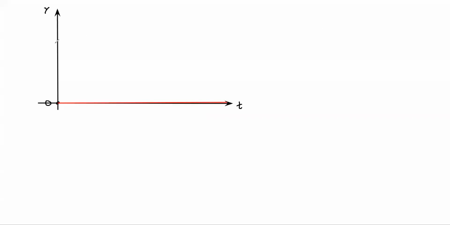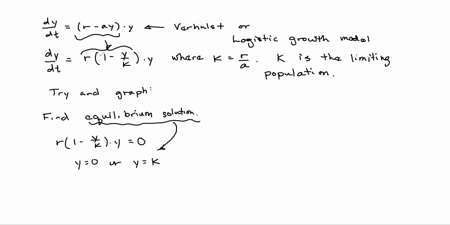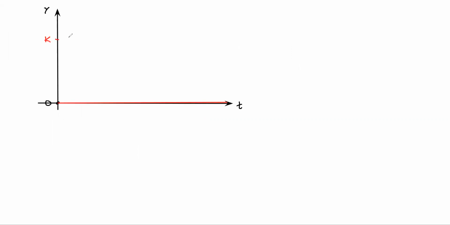Then the same thing happens at k. If you plug in k for y, you're going to get 1 minus 1, which is 0, and so the rate of change is going to be 0. So if you start at k and the rate of change is 0, then you never leave k. You end up with a horizontal line. And so we know that these two things are solutions to the differential equation.